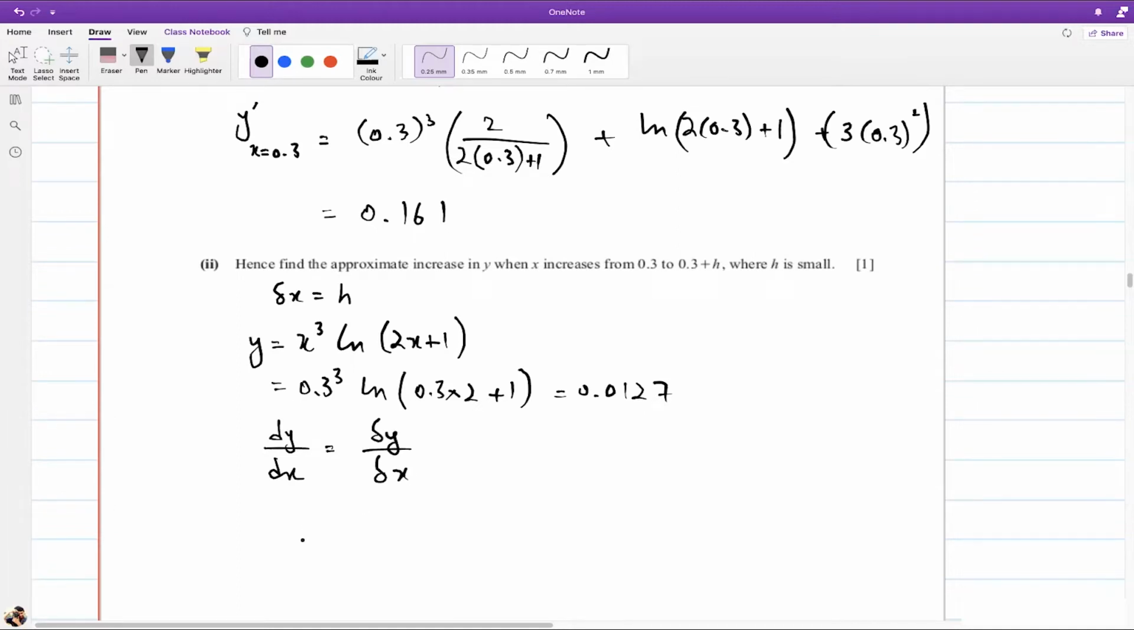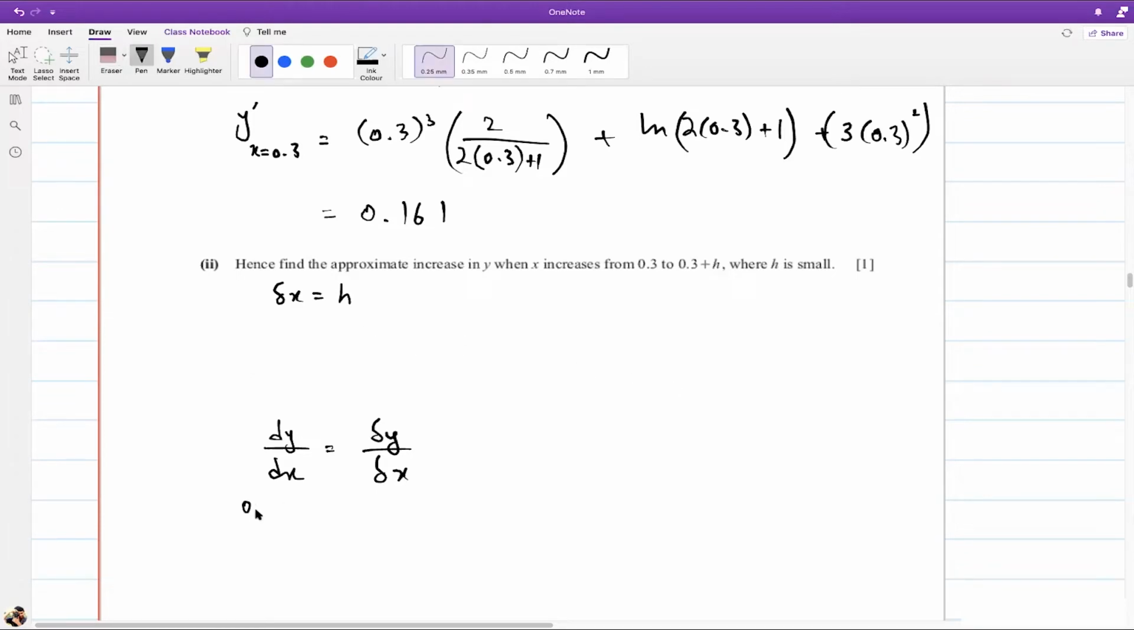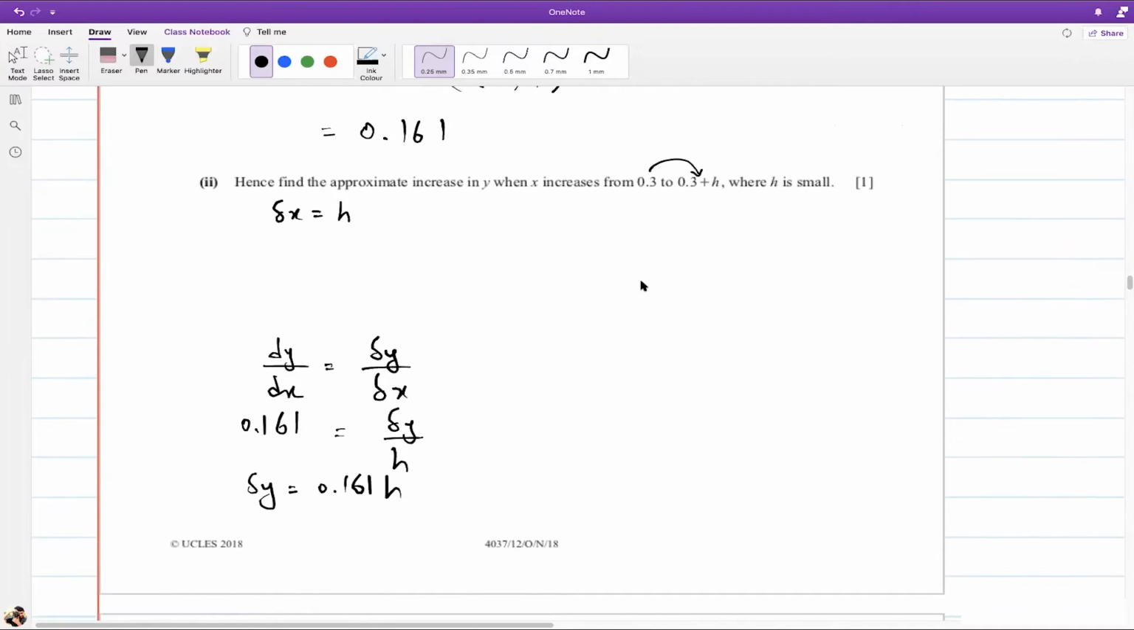तो आपको ये small change देखना है. So what is your dy by dx? अच्छा, हमें ये y की वैल्यू की जरूरत नहीं थी इसमें. We don't really require it. dy by dx is 0.161. डेल्टा y हमें नहीं पता, डेल्टा x h है. ठीक है, तो डेल्टा y is equal to 0.161 h. h क्यों है? क्योंकि that is the change from x. तो हमें यहाँ से मिल गया.